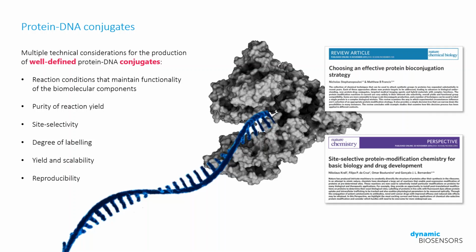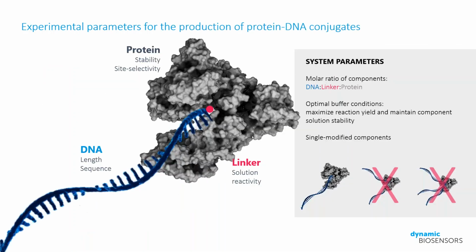protein DNA conjugates. The experimental parameters involved and that affect the outcome of the conjugation reaction, to address the technical considerations that we just listed in the earlier slide, are component feature specific, but also include system parameters. The three main components involved are the DNA, that vary in sequence and length, the protein, whose stability and structure will dictate the linkage chemistry to be used, and the linker used to join both biomolecules.